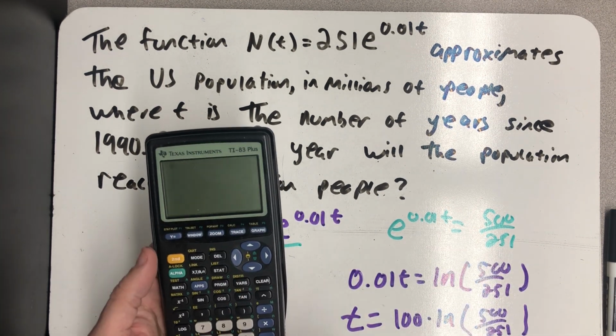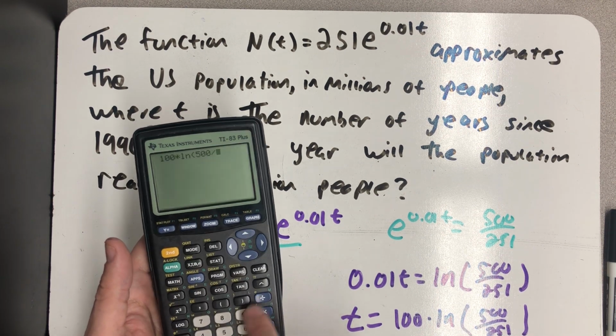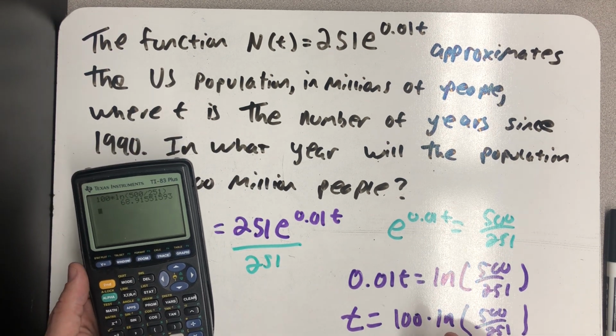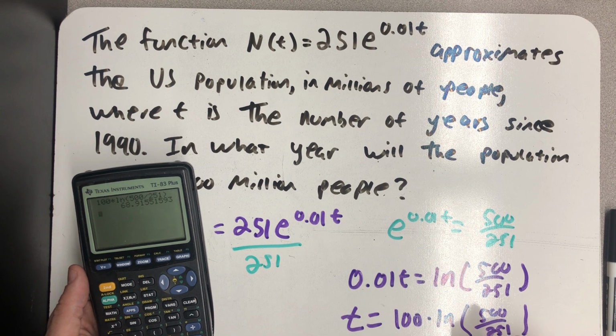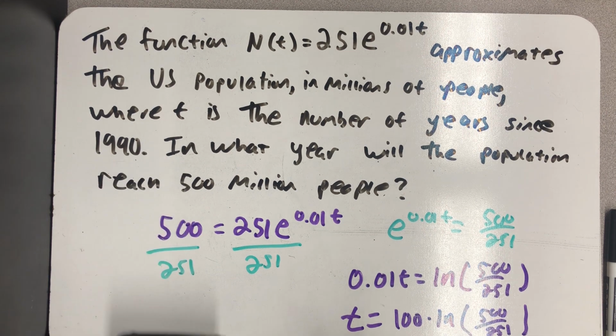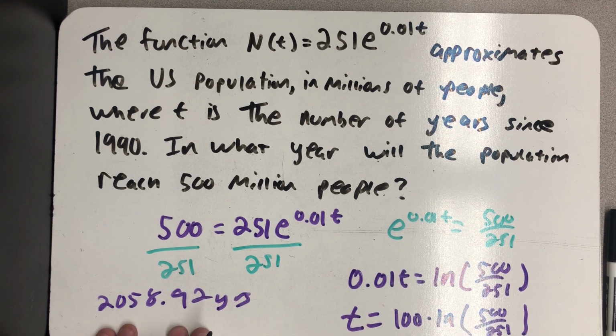And now I get, so let's see, 100 times the natural log of 500 over 251. That's about 68.92 years after 1990. So that would be in the year 2058 and then 0.92 years. Okay, so in what year will the population reach 500 million?